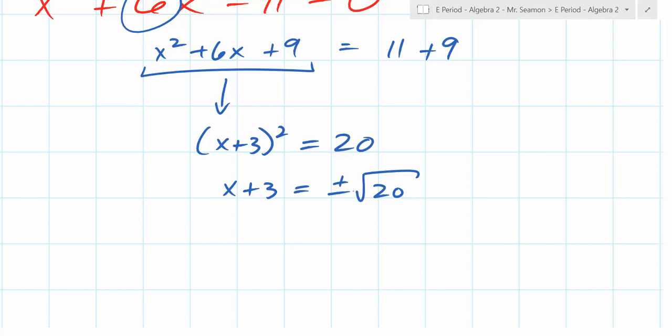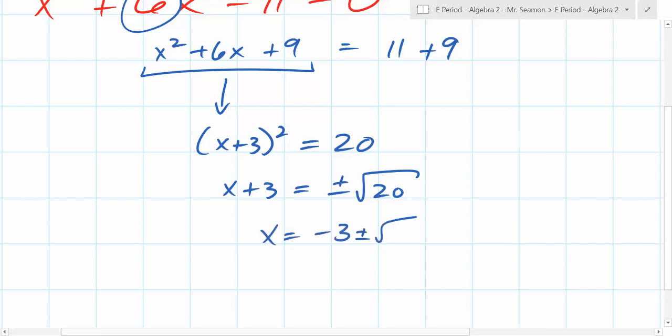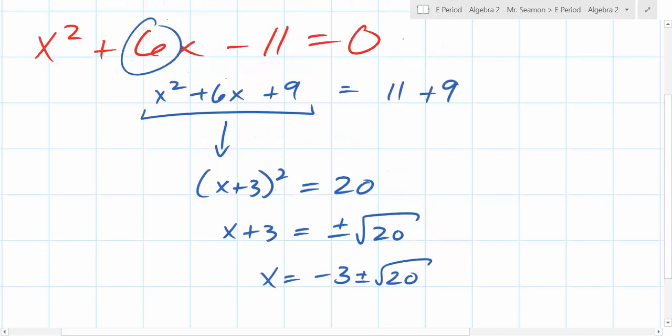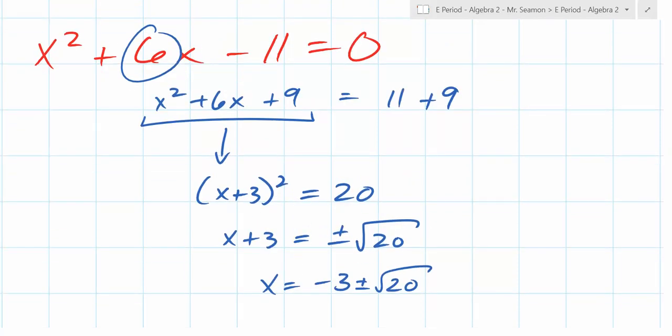Now what do we subtract from both sides? 3. So x is equal to negative 3 plus or minus the square root of 20. Relatively straightforward because it's set up rather nicely.